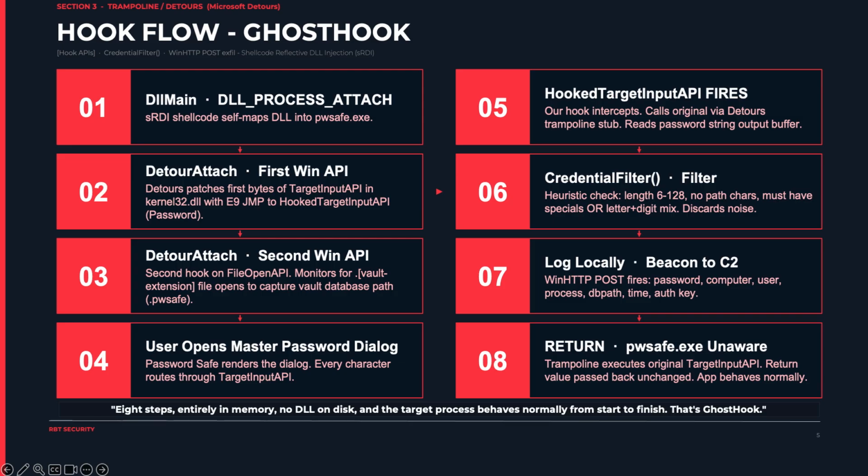And then step number 8 is basically here. What keeps us invisible is that our hooks return the original API return value, right? Unchanged through the trampoline. So basically the application gets exactly what is expected. The pwsafe.exe unlocks, the user goes about their day, and we have the master password. So basically, we are returning the execution flow to the original API call, right?